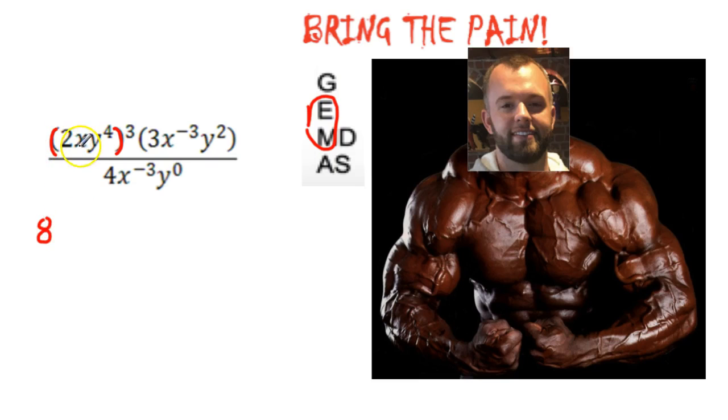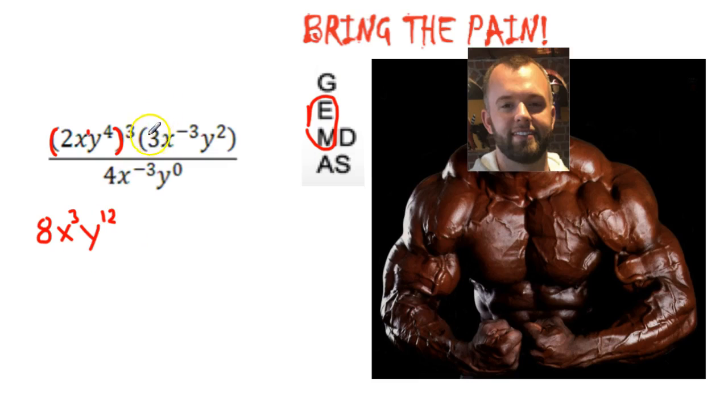And then I have x, this is really x to the first, so 1 times 3 is 3, x to the third power. And then I have y to the fourth. 4 times 3 is 12, so y to the 12th power.